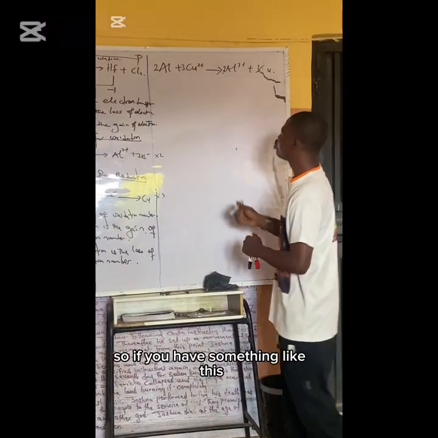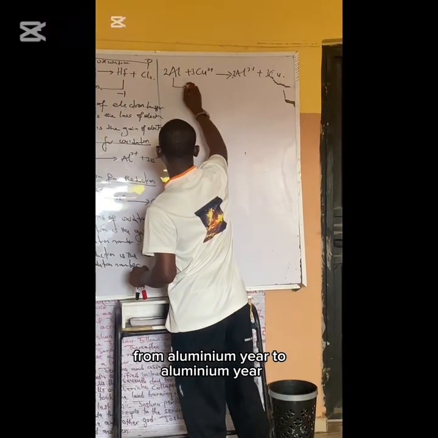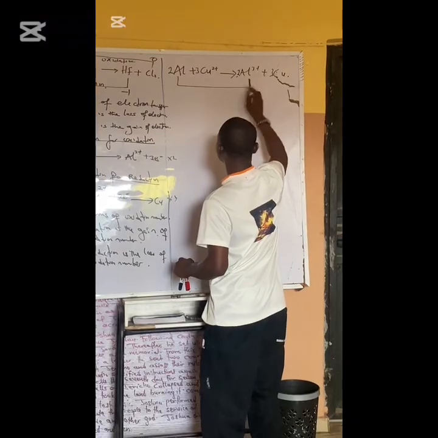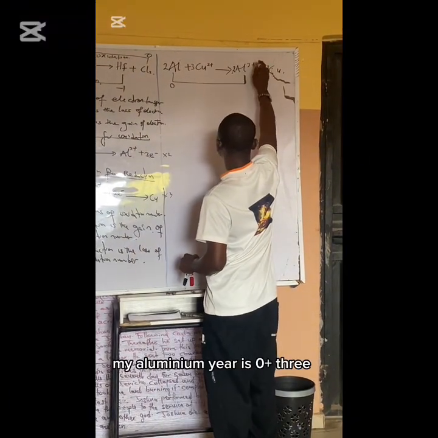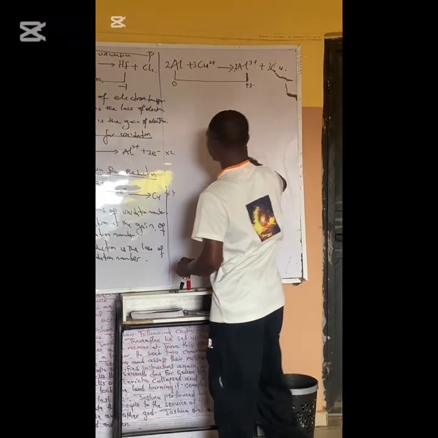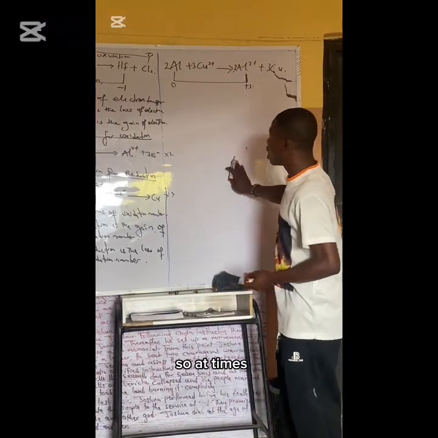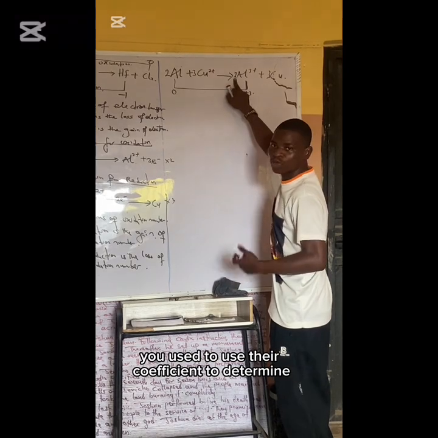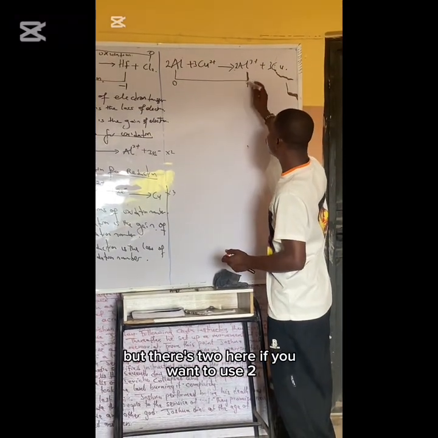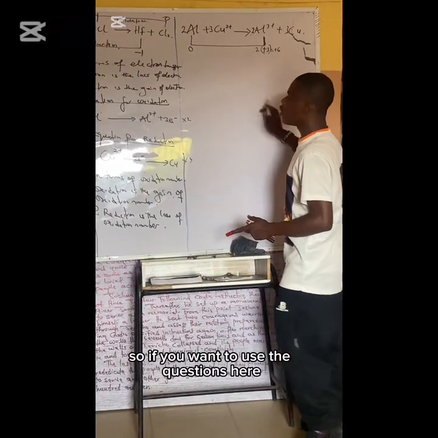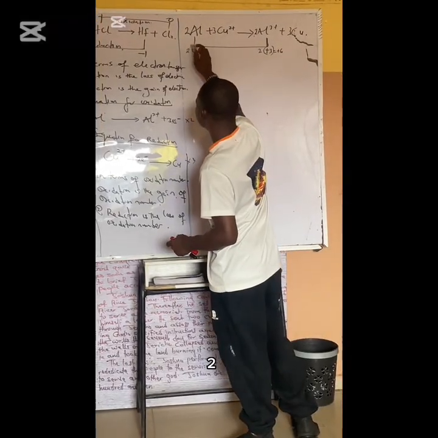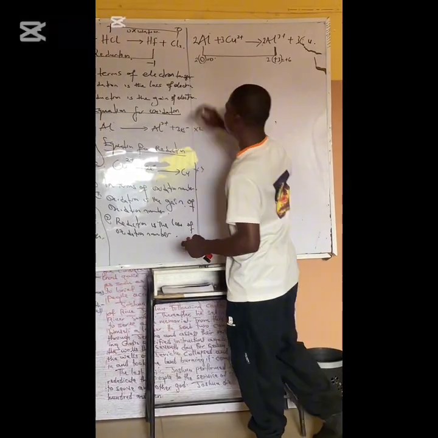oxidation number. So if you have something like this, from aluminum here to aluminum here, my aluminum here is 0, no charge. My aluminum here is what? +3. At times you used to use their coefficient to determine, but there is 2 here. If you want to use the 2, you have +6. So if you want to use the coefficient here 2, you have 0.